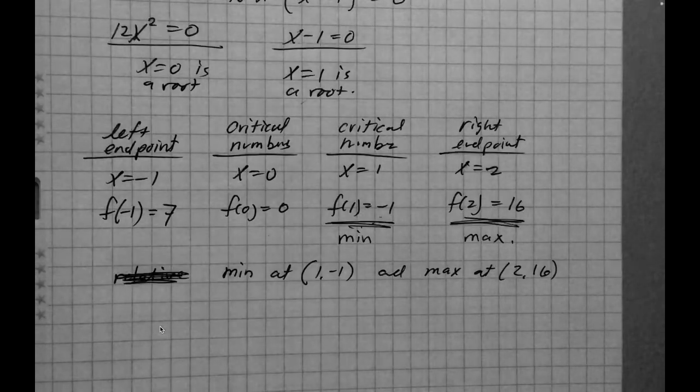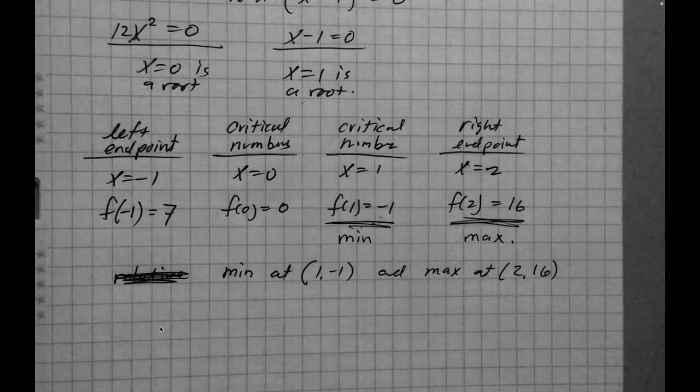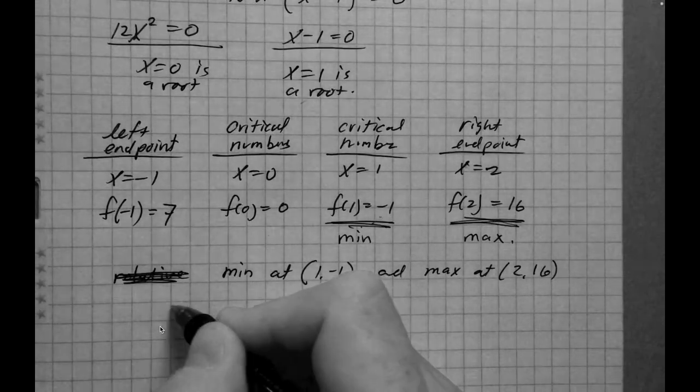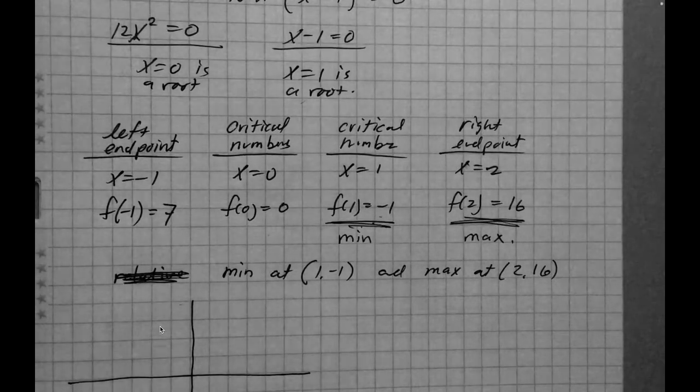Okay. Sometimes when we say relative min, that sort of implies that we're talking about just the peaks and valleys. But absolute max and mins on intervals are going to include the endpoint values as well. So what does this function look like? Well, I went and plotted it or looked it up.